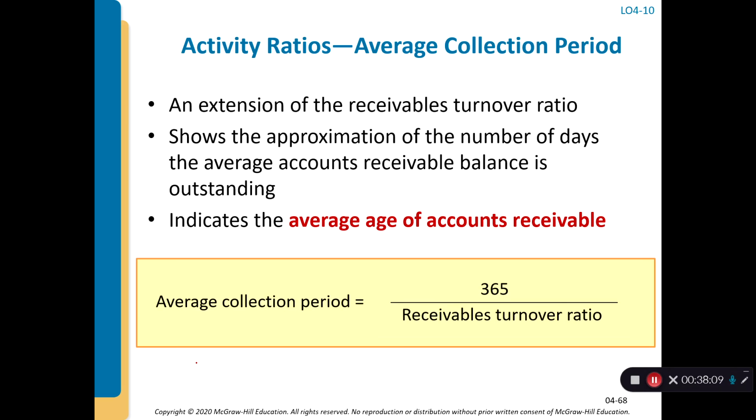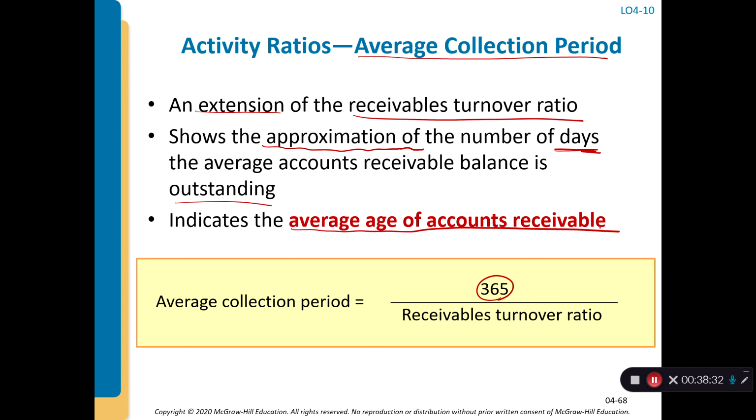First of all, the average collection period is an extension of the receivable turnover ratio. It shows approximately how many days the average accounts receivable balance is outstanding. Basically, you use 365 days divided by the receivable turnover ratio. It indicates the average age of accounts receivable.